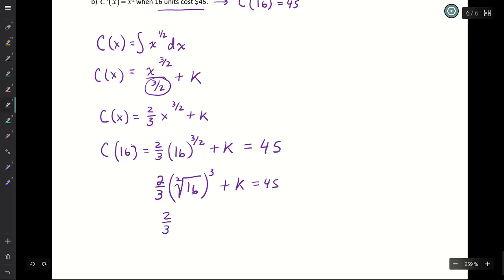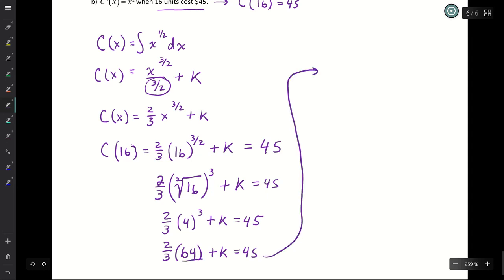So this will be 2/3. The square root of 16 is 4. All right, and then go ahead and do 4 to the third. 4 to the third is 64. So we have 2/3 times 64 plus k equals 45. I'm going to put the 64 over 1, and then I'm going to go ahead and multiply that. So we're going to have 2 times 64 is 128, and then 3 times 1 on the bottom will be 3, and then plus k equals 45.